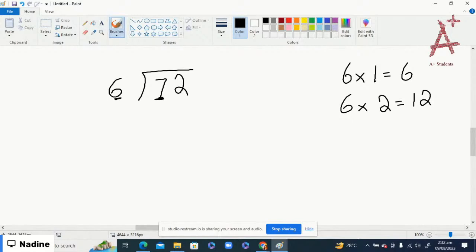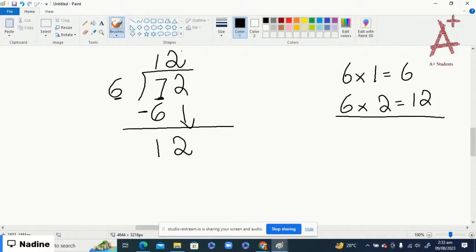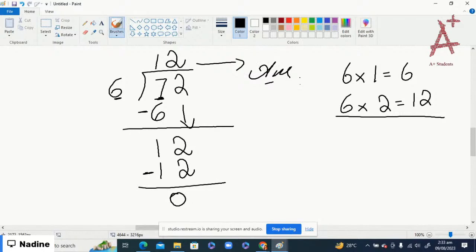We are going to put 6 times 1 here. Why? Because 6 times 2 is 12, which is the greater number. That's why we put 6 times 1, which is 6. Now subtract: 7 minus 6. What's the answer? That is 1. Now putting down this 2 here. So 6 times which number is 12? 6 times 2 is 12. Now subtract. And now we get the answer 12.